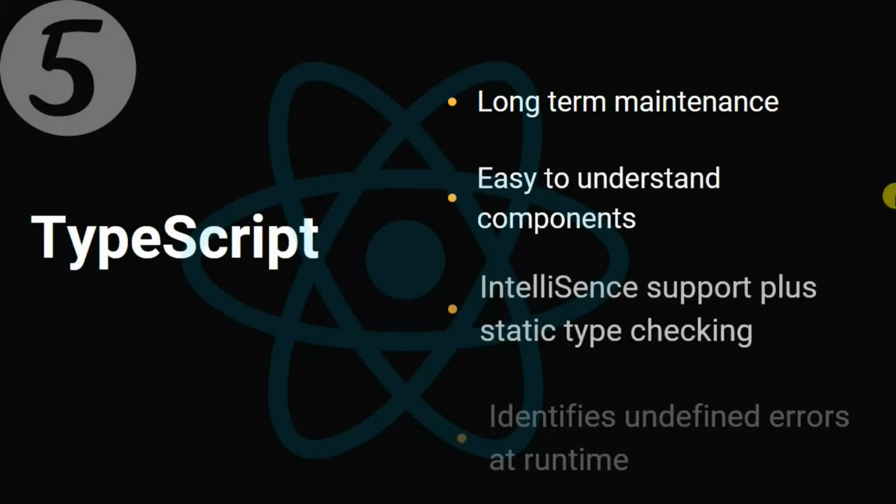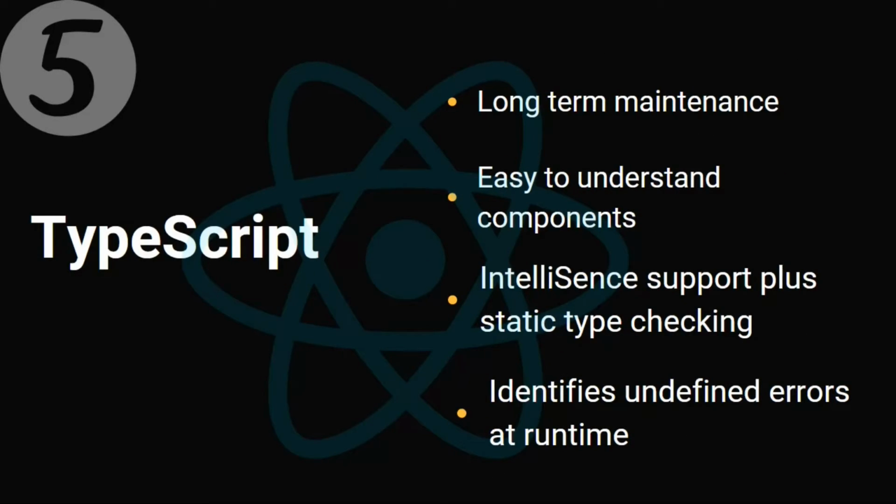Then we have TypeScript as the final item. It is preferable to use TypeScript for long-term application maintenance, and the components are simple to understand. IntelliSense support combined with static type checking accelerates development. TypeScript detects errors during the transpiling process, which is the compilation process from TypeScript to JavaScript. This reduces the number of errors in the application.